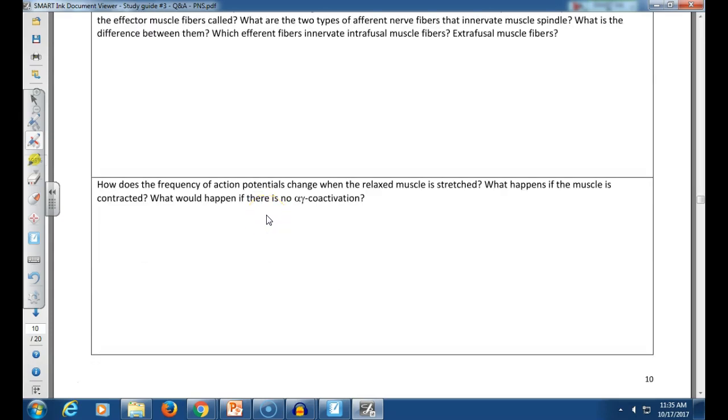Sensation of stretch. When the muscle is stretched, action potentials fire more frequently. What is the importance of alpha-gamma coactivation? If there would be no alpha-gamma coactivation, there would be no firing when the muscle is contracted. But there is, so even when the extrafusal fibers contract, intrafusal fibers contract. Does that make sense?